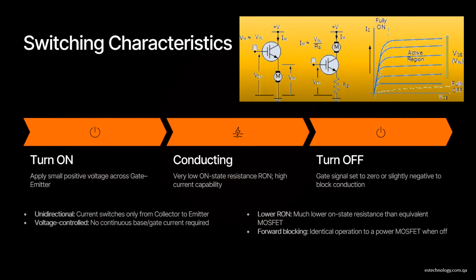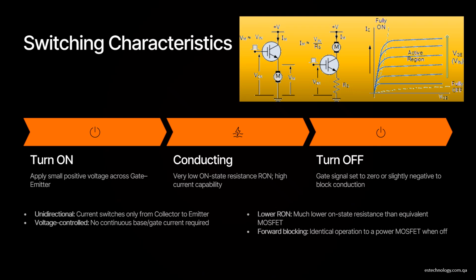Switching characteristics. Turn on: apply a small positive voltage across gate-emitter. Conducting: very low on-state resistance, RON, and high current capability. Turn off: gate signal set to 0 or slightly negative to block conduction. Unidirectional: current switches only from collector to emitter.